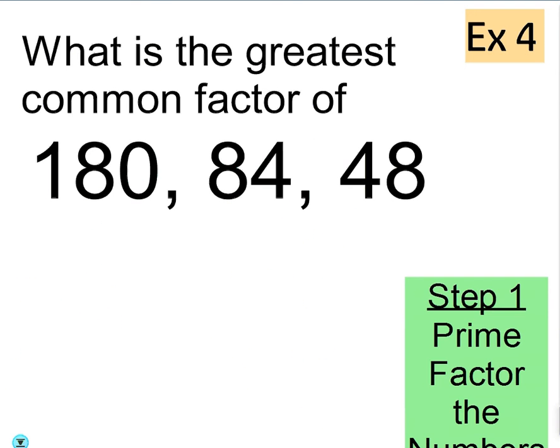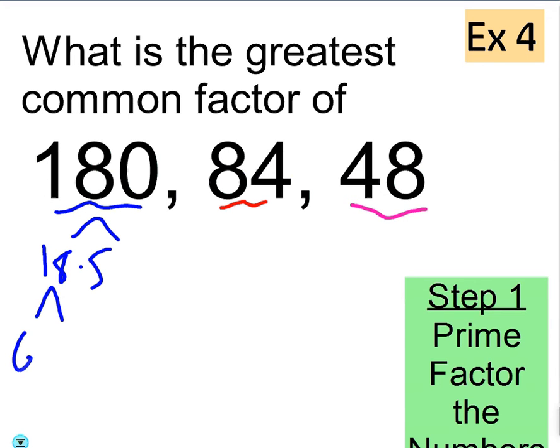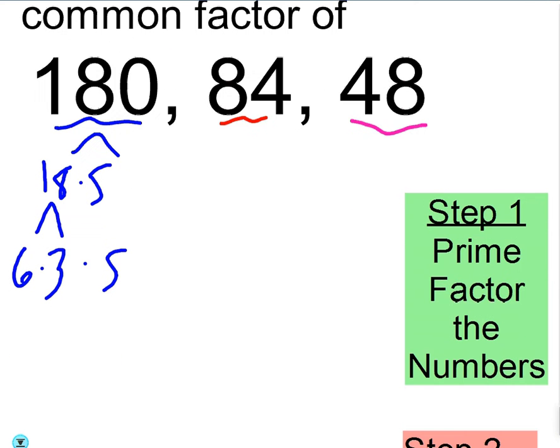Okay. Let's do 3 numbers. So we're going to do 180, 84, and 48. In other words, the biggest number that goes into all 3 of those. So obviously the 180 we learned yesterday has a ton of factors. Let's do this one real quick. It's going to be 18 times 5, which breaks down to 6 times 3, and the 5 carries down. And the 6 times 3 breaks down to 2 times 3 times 3 times 5.